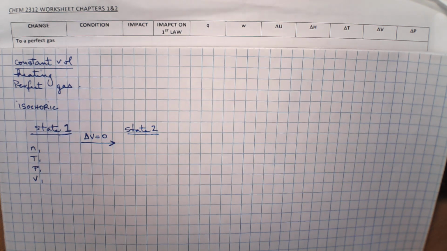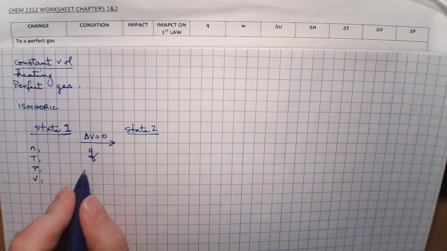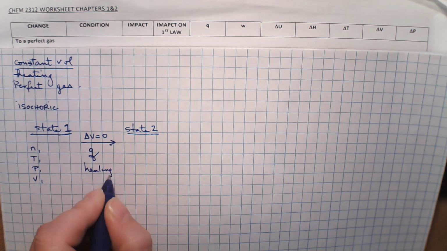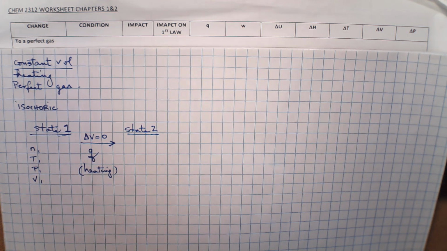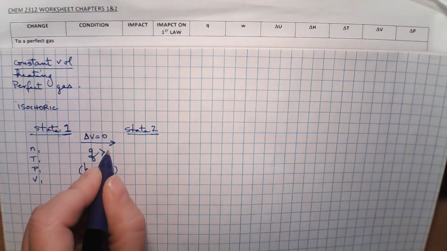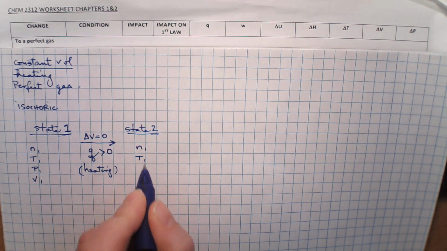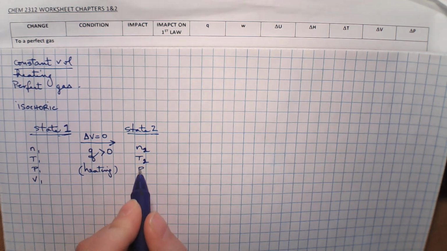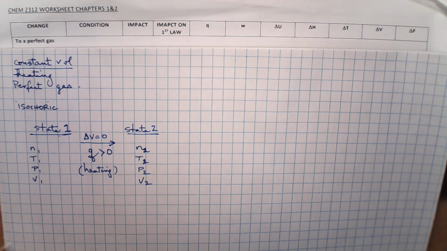It undergoes this heating, and so I'm going to put Q. I know that Q is greater than, less than, or equal to 0. If it's heating, Q is going into the system, Q is greater than 0. Whether I know these values or not, I'm just writing them in. That would be state 2, N2, T2, P2, and V2, and they may be the same, they may change, I may know them, I may not.